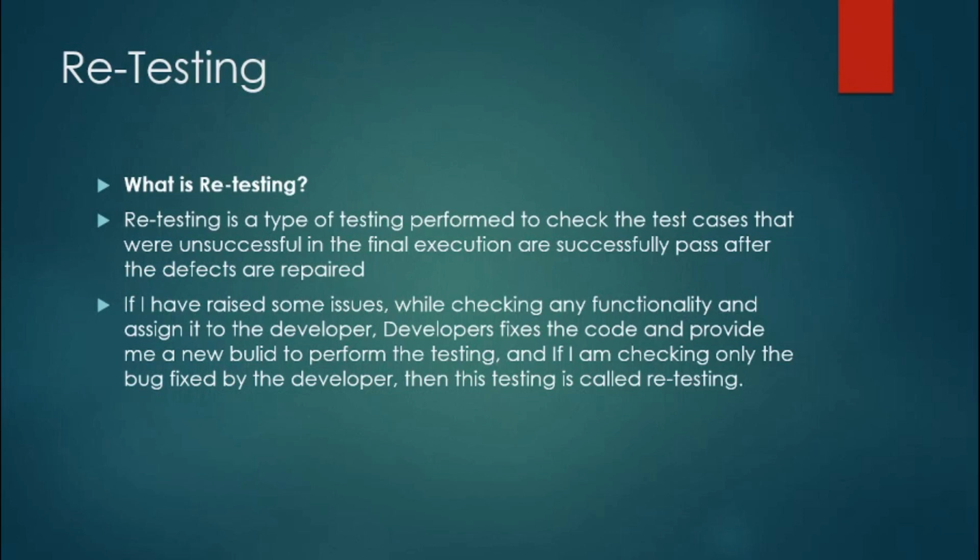It is a type of testing that is performed to check that the test cases that failed in the last execution now pass after the defects are fixed. Let's understand: if I raised some issues while testing a particular functionality, and I raised this defect in a project management tool like HPALM or Jira and assigned it to a developer, and that developer fixed the code and provided me a new build to perform the testing. If I am checking only that particular bug fix on the new build provided by the developer, then this kind of testing is called retesting.